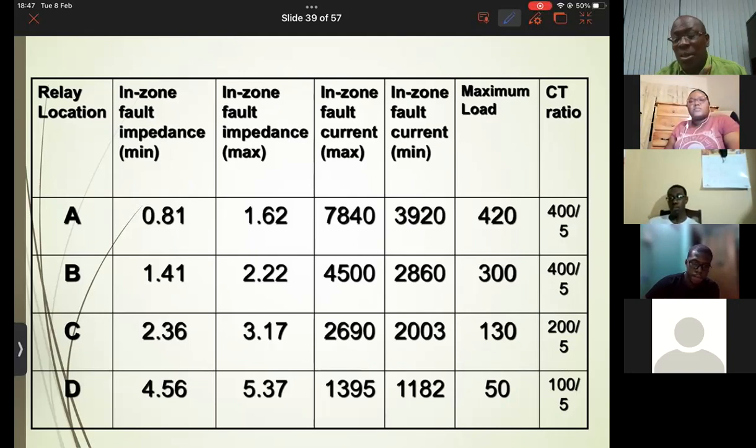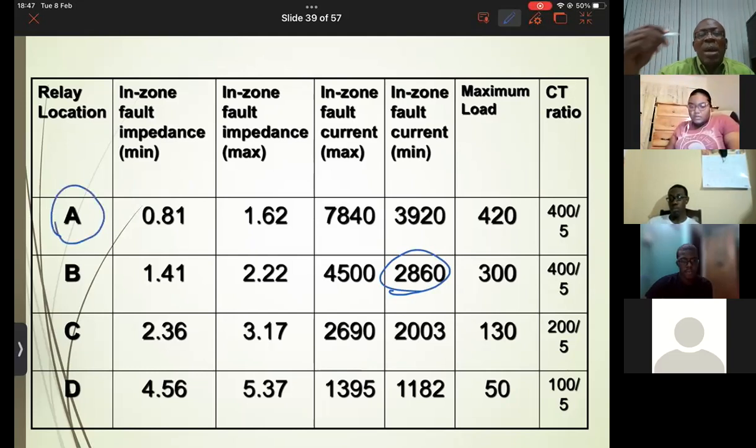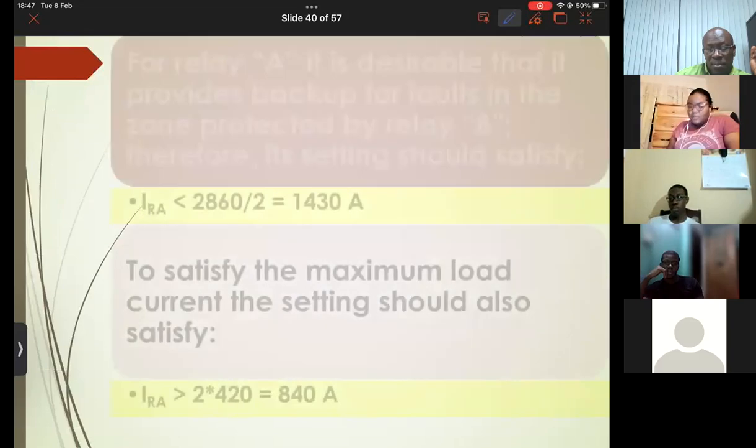Yes? And what you want is that B must operate when it has its minimum fault current. So you're going to choose a setting for A that will back up B when B is seeing its minimum current. So let me try to put that in. Well, I have put it in writing. So here it is.